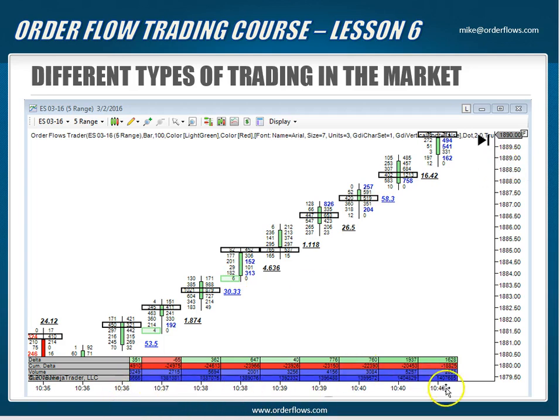This is 1036 up to 1040. It's a 5 minute chart, but it's a nice move from 1880 basically up to 1890. It's a nice gradual move. These are the types of moves that you want to catch.